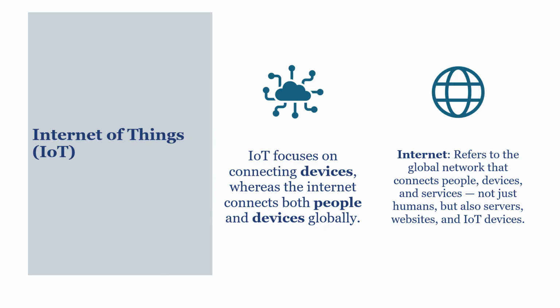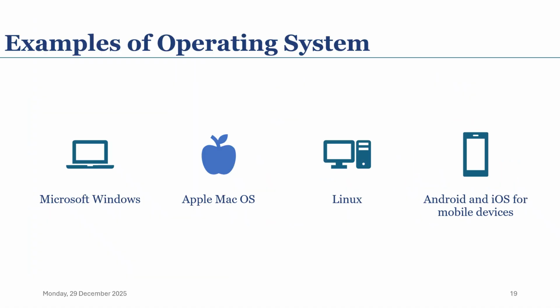Internet of Things (IoT) focuses on connecting devices, whereas the Internet connects both people and devices globally. These are different examples of operating systems.